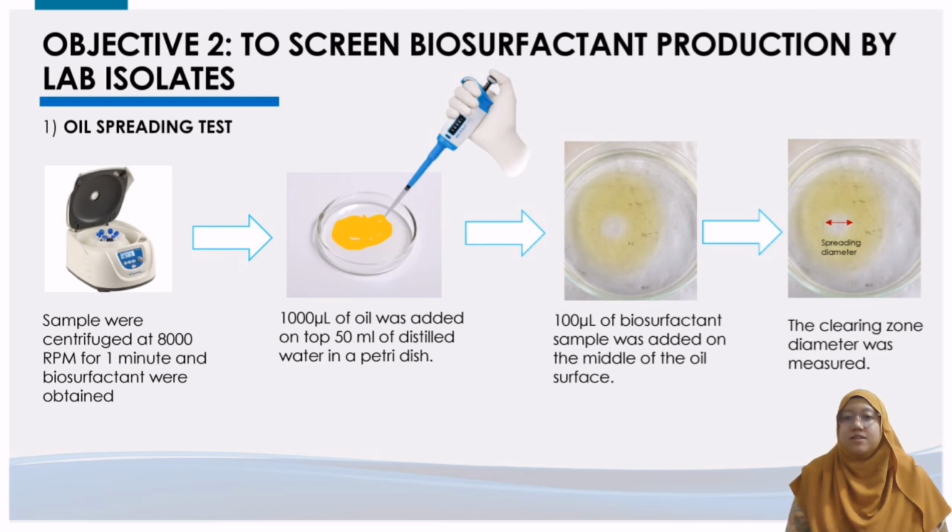Next, in accomplishing Objective 2, which was to screen biosurfactant production by each LAB isolate, 3 types of preliminary tests, consisting of the oil spreading test, surface tension test, and emulsification index percentage calculation, were done. First, for the oil spreading test, the biosurfactant was obtained from each isolate via centrifuge at 8,000 rpm for 1 minute. 100 microliters of biosurfactant was placed on the middle of the oil surface layer where the spreading of the oil formed and the diameter of the clearing zone was measured.